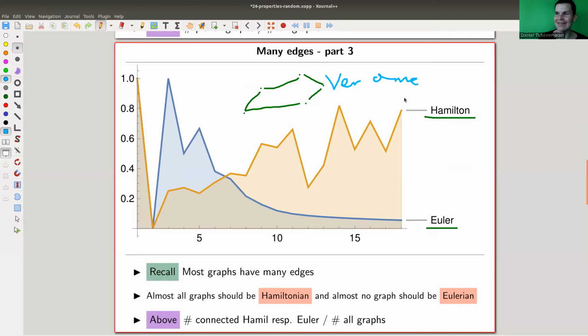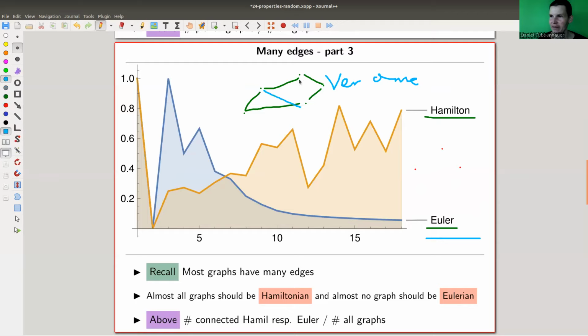Okay, so that's clearly easily satisfied with many edges, because if you have many edges, you have many possibilities to go around, right? And it turns out that almost all graphs are Hamiltonian. The dual property is an Eulerian graph, and, well, again, a very boring example.